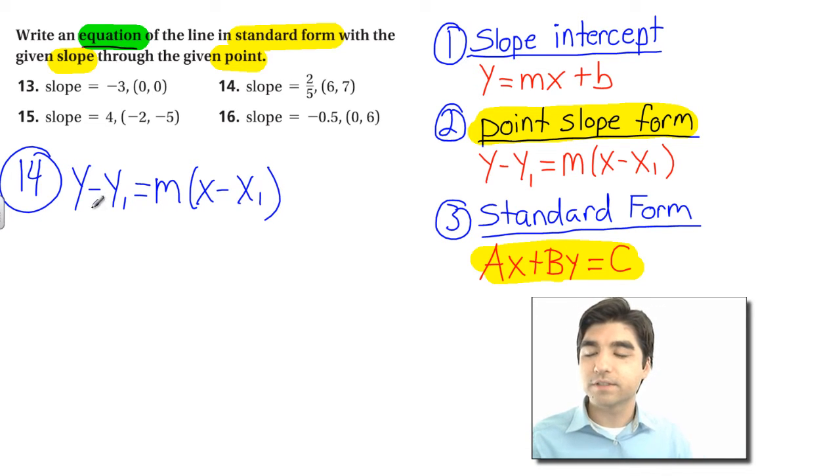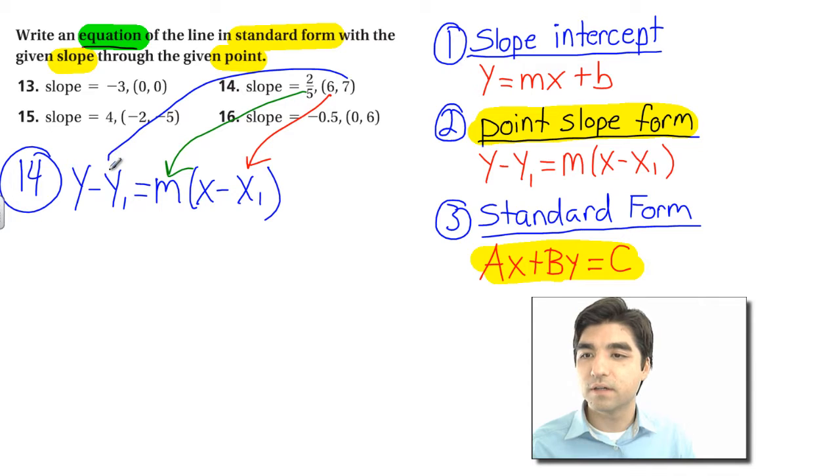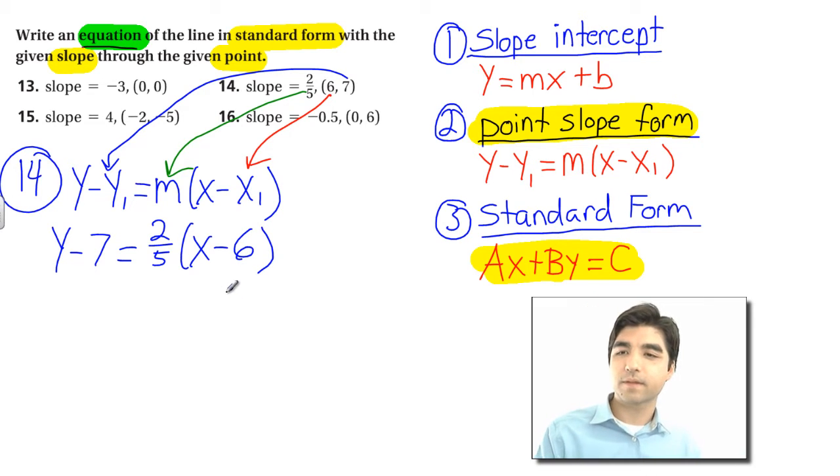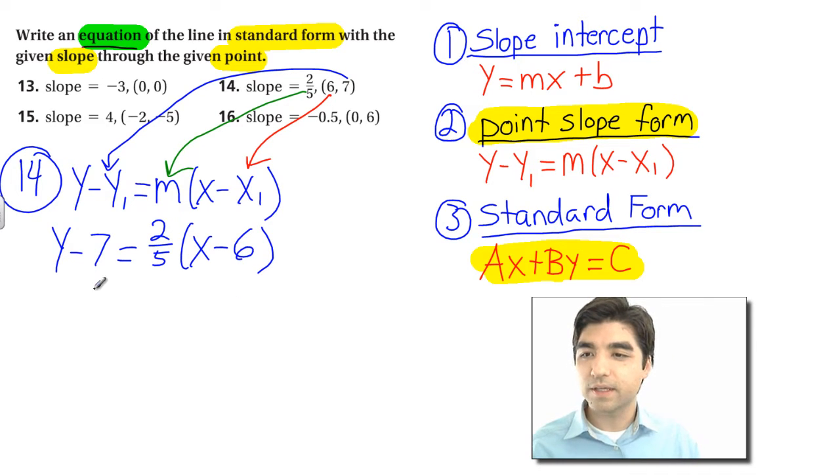Okay, so we're going to put our slope in here, and we're going to put our points. The 6 goes here, and then our 7 goes over here. So we have y minus 7 equals 2/5, and then we have x minus our x1, which equals 6. Okay. So then we can just simplify it.